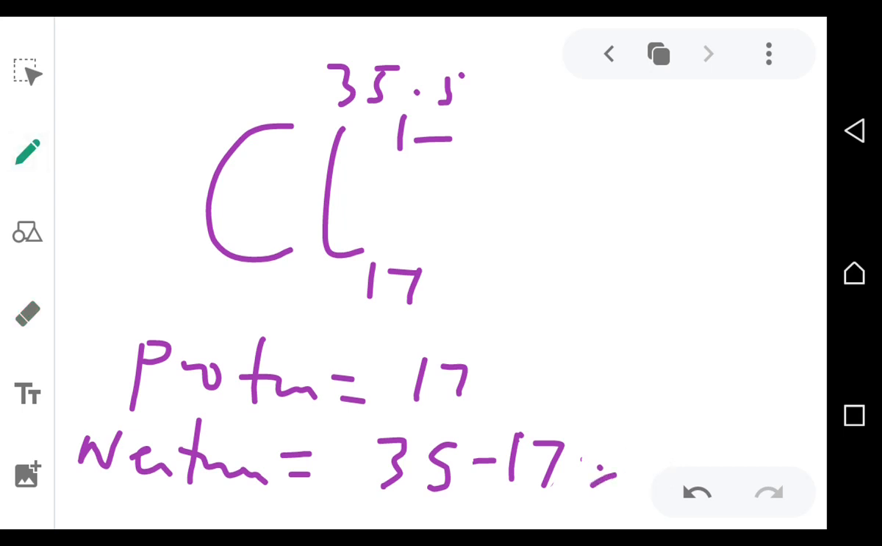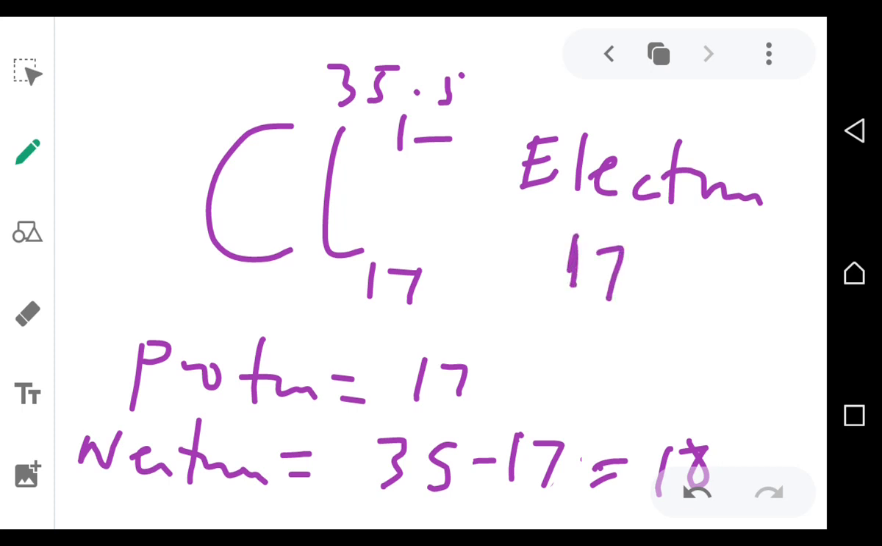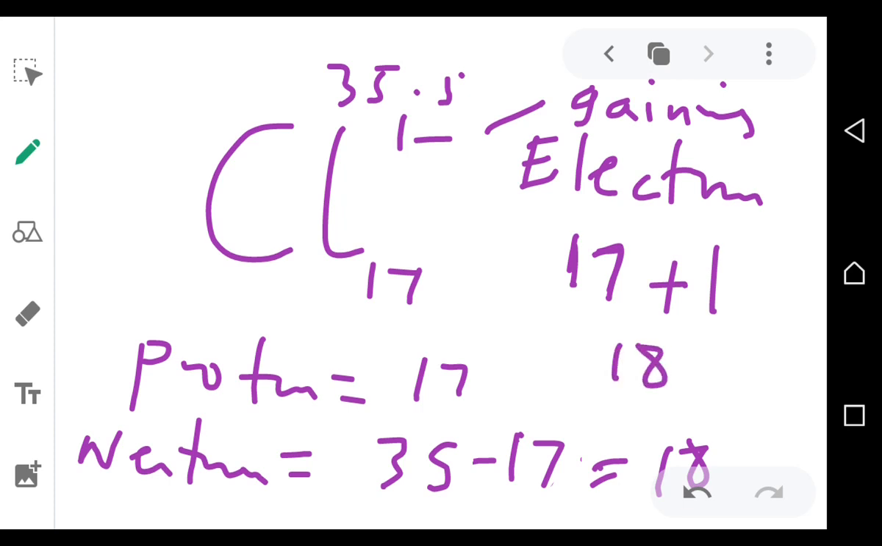What about the electrons? Negative means gaining. We said electrons are always equal to protons, so electrons are also 17. But because of the 1-, it means gaining. So it has gained one more electron. If it was 17, it has gained 1. Negative means gaining, so the actual electrons are 18. I hope you have understood.